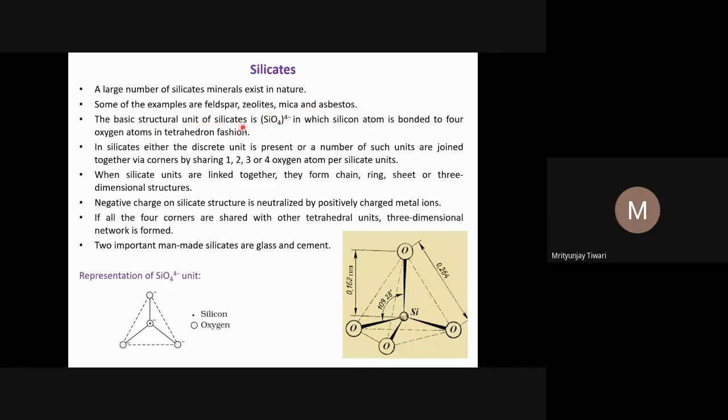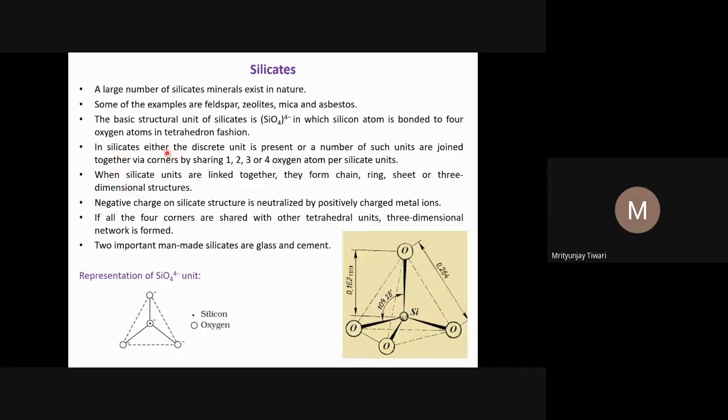The basic structural unit of silicates is SiO4 4-. So each oxygen atom has one negative charge. There is only a single bond between silicon and oxygen atoms, in which the silicon atom is bonded to four oxygen atoms in a tetrahedral fashion. You see here the silicon atom forms single bonds with four oxygen atoms in a tetrahedral fashion, and this angle is perfectly 109 degrees 28 minutes.